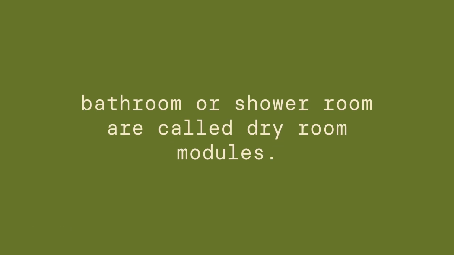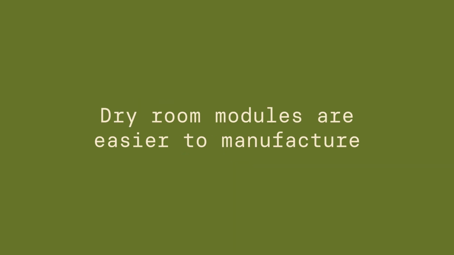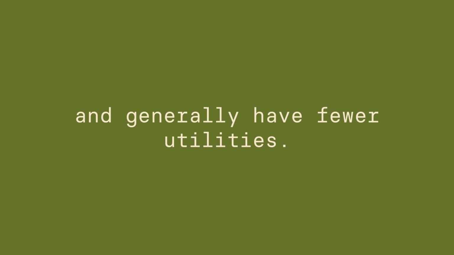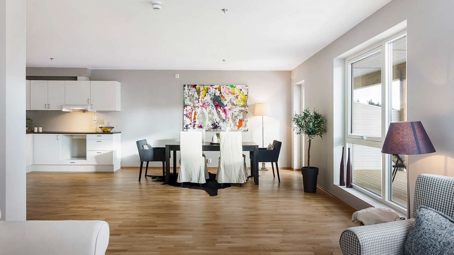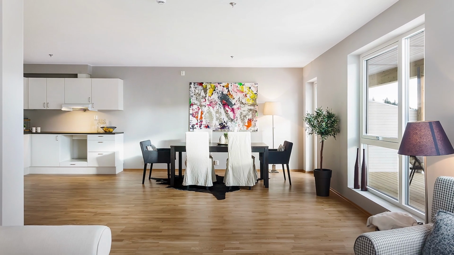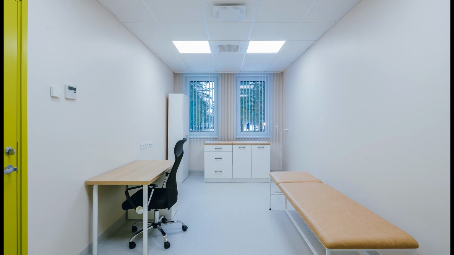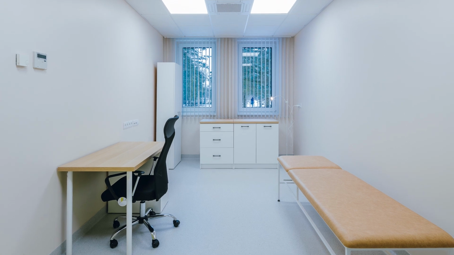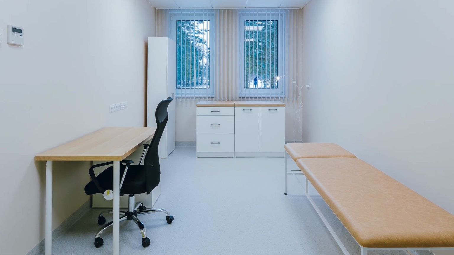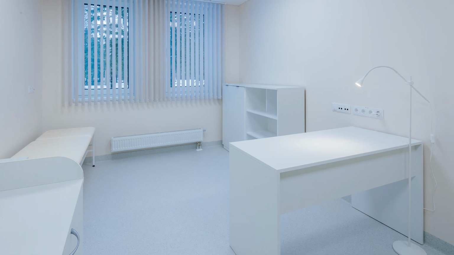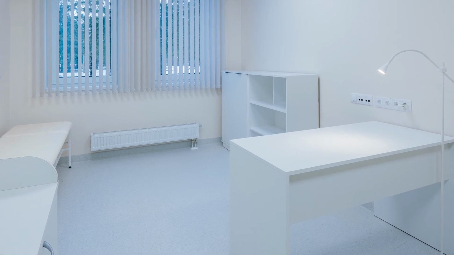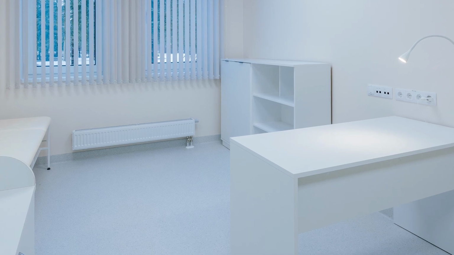Modules that do not contain a bathroom or shower room are called dry room modules. Dry room modules are easier to manufacture and generally have fewer utilities. The floors in dry room modules in living spaces are mostly covered with parquet, and in some cases, PVC or linoleum is used, for example, in healthcare facilities. The heating system uses radiators, convectors, and solutions for electric or water underfloor heating. Dry room walls are typically covered with plaster boards, which are usually finished with a paintable wall covering material.